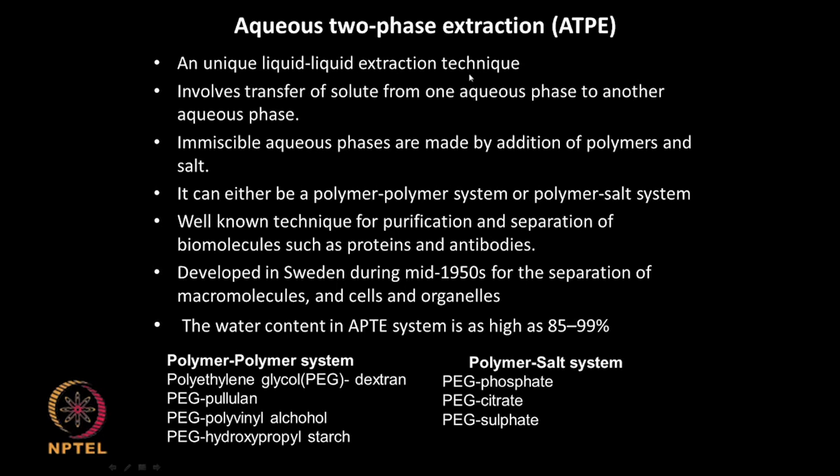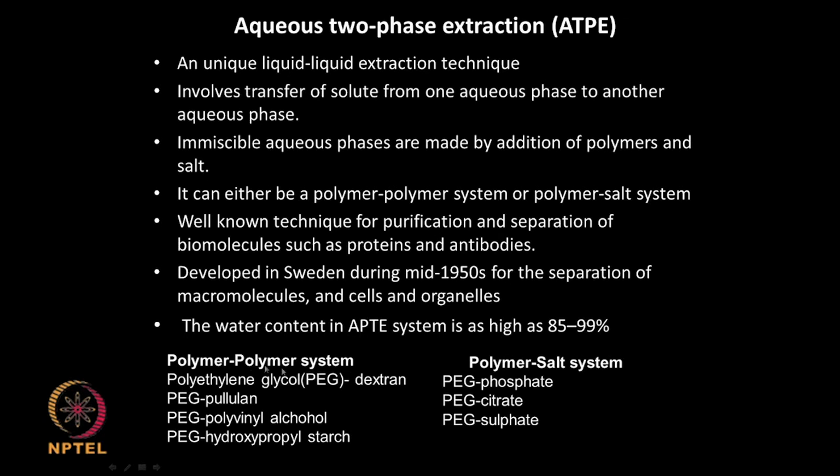So, it is very good because it involves transfer of solute from one aqueous phase to another, as I said, immiscible aqueous phases. That is very important, the phases have to be immiscible. So, you may have polymer in one phase, salt in the other phase, and it can be either a polymer-polymer system or a polymer-salt system. As I said, it is very useful for biomolecules. Okay. So, it was developed a very long time back, but it became very popular only recently because of large biomolecules which need to be recovered without losing their activity. The water content in aqueous systems is as high as 85 to 99 percent.